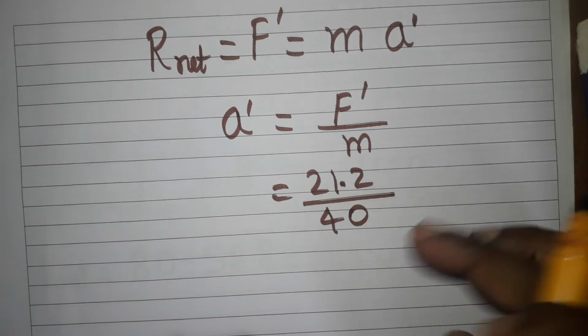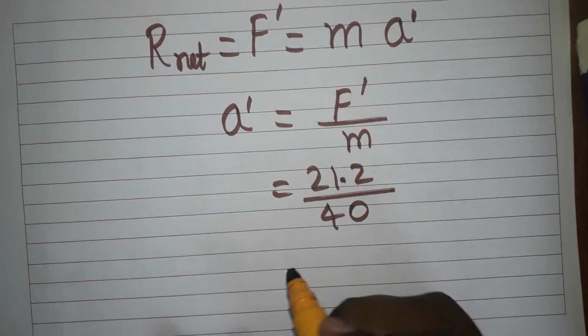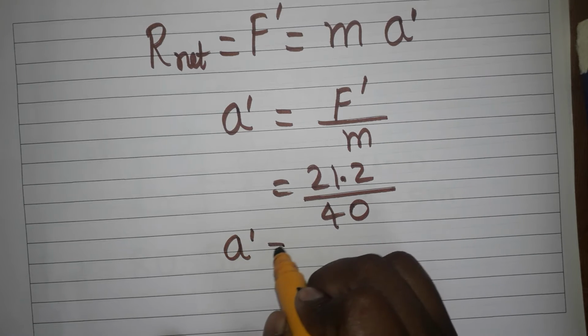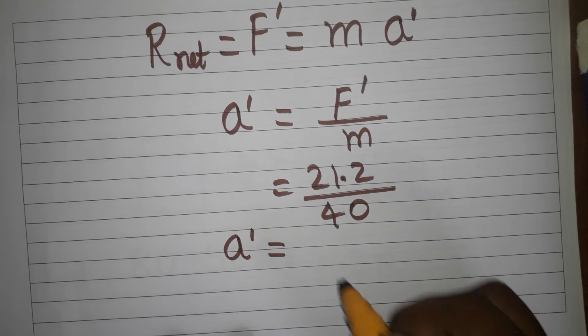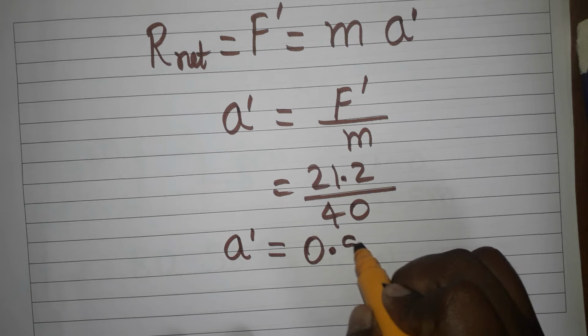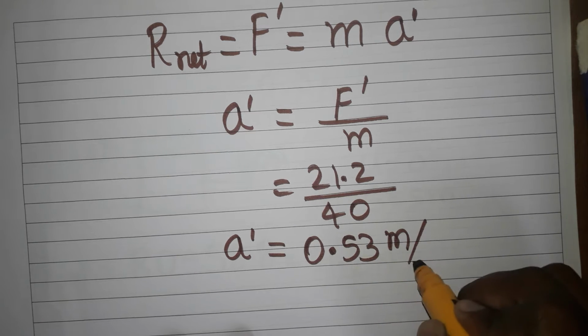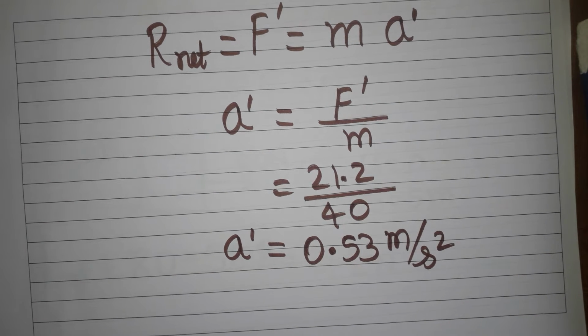So 20 divided by 40 is 1 by 2, and 1 by 2 means 0.5. So I'll get the acceleration close to 0.5. It is the acceleration of the block, say 0.53 meter per second square. Right, now I got the acceleration of the block.